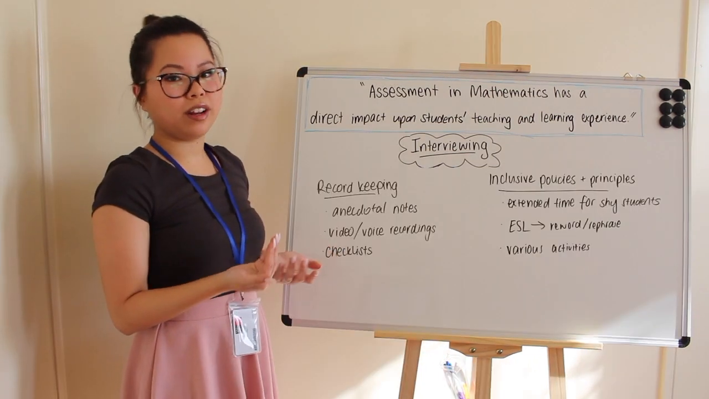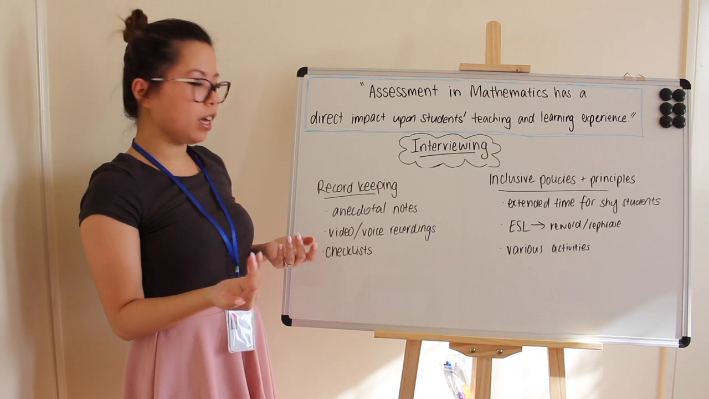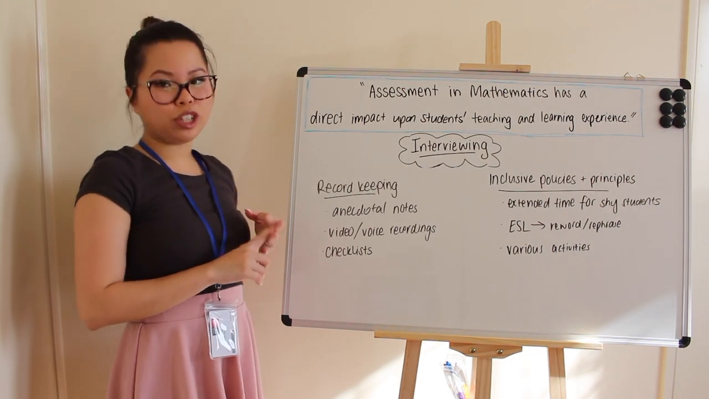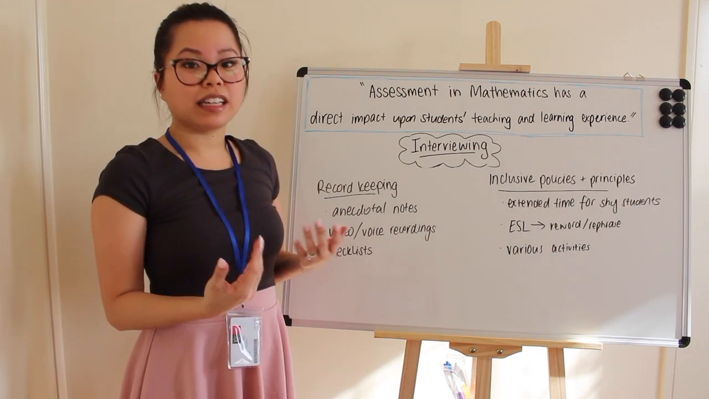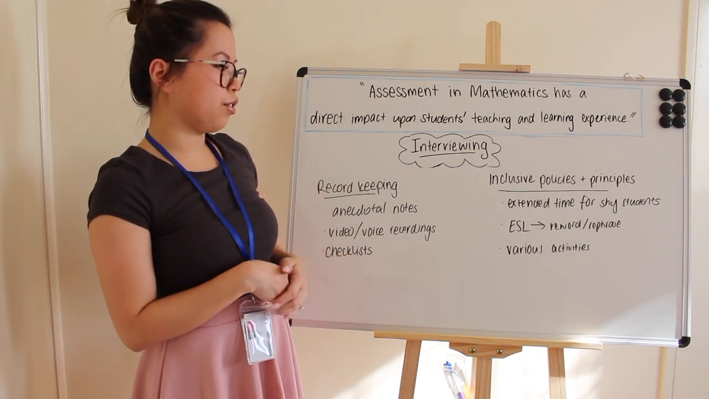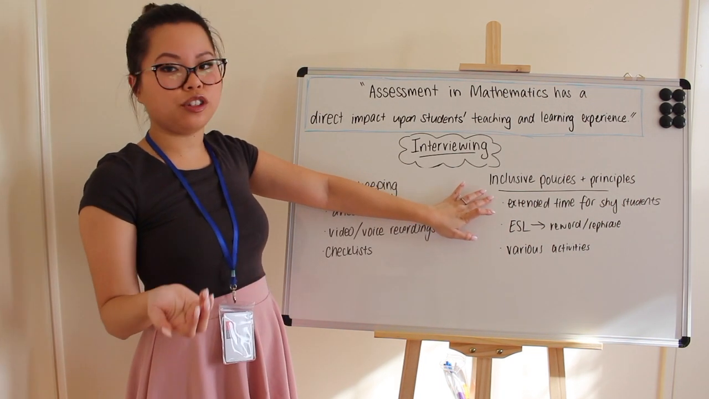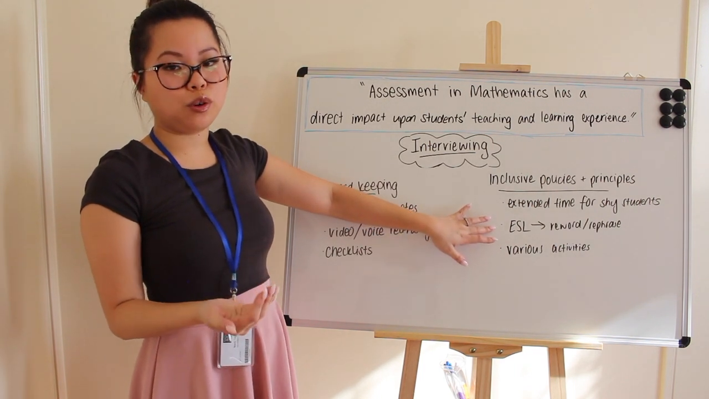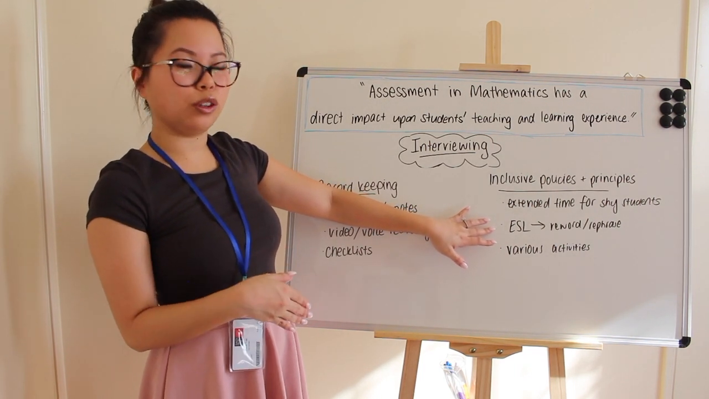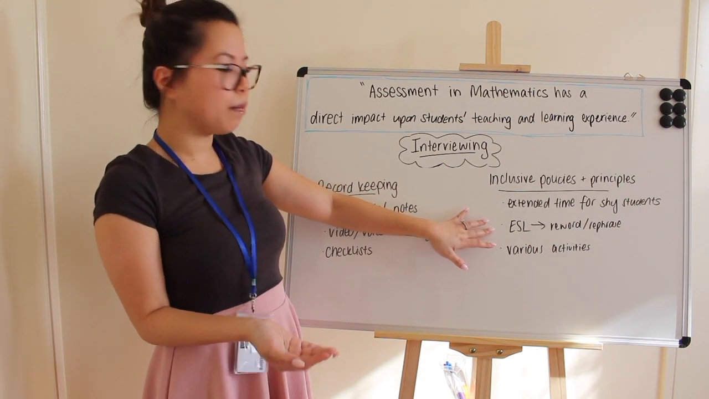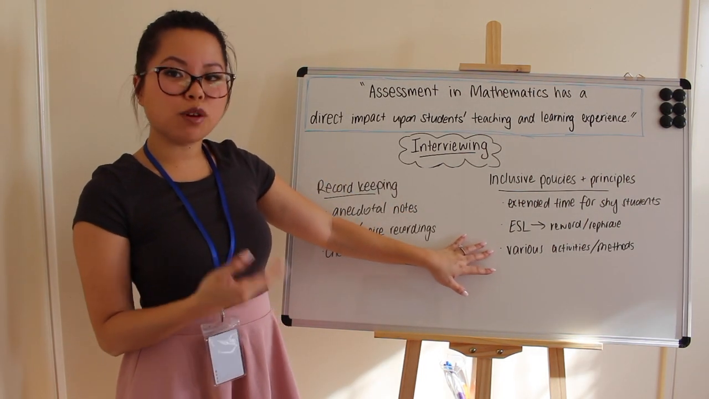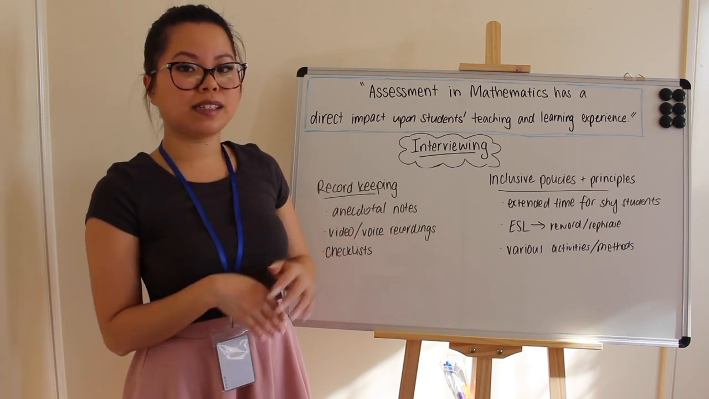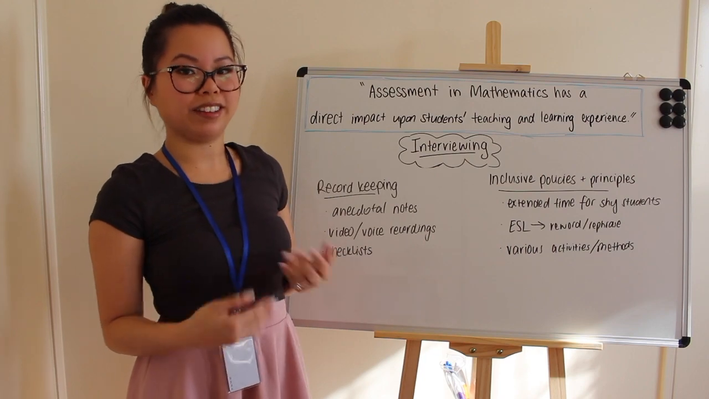There are a few record-keeping strategies that we can use for interviewing. This includes anecdotal notes, voice or video recording, or checklists. And in order to differentiate the interview to cater to all different types of students, you may extend the time for shy students so that they have more time to open up. You may need to reword or rephrase your questions, especially for ESL learners, as they might not understand as easily. And you may need to have various activities or methods of demonstrating the student's thought process, as no 2 students are the same and some may find different activities more engaging than others.